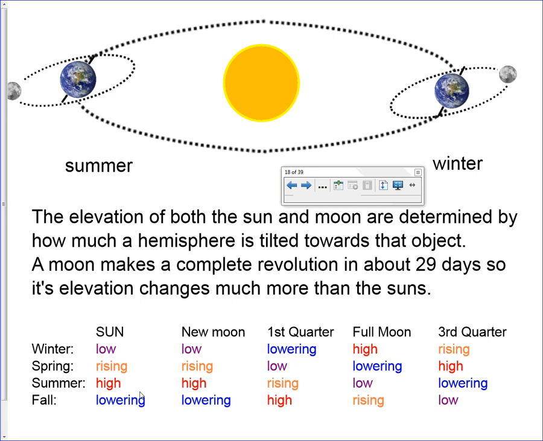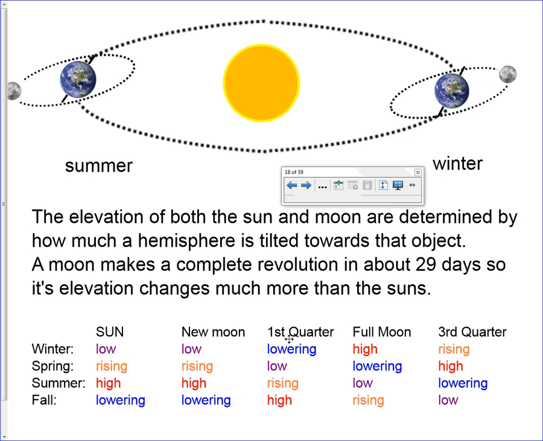This is the sun's pattern. In the winter, the sun is low. In the spring, the sun is rising, the elevation. In the summer, the noon sun is very high. And in the fall, the noon sun is getting lower and lower as the weeks pass. The new moon follows that exact same pattern because it's in the same position in the sky as the sun is when we're trying to observe it.